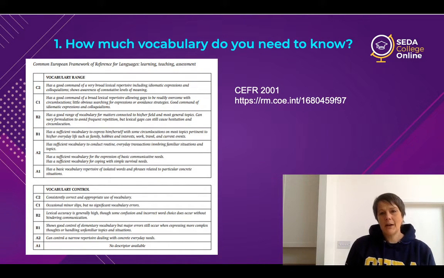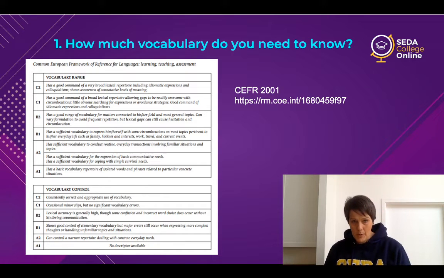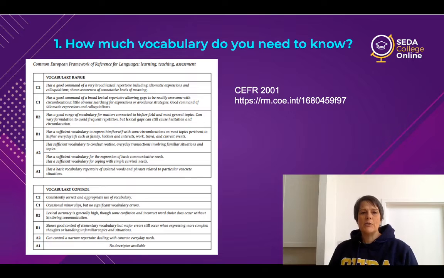So I thought we'd start off today with the CEFR, the Common European Framework of Reference for Language, and look at these descriptors which describe the vocabulary range and vocabulary control at different levels. As you know, A1 means beginner, A2 pre-intermediate, B1 intermediate, B2 upper intermediate, C1 advanced, and C2 doesn't mean native speaker. It means a very effective speaker of English.